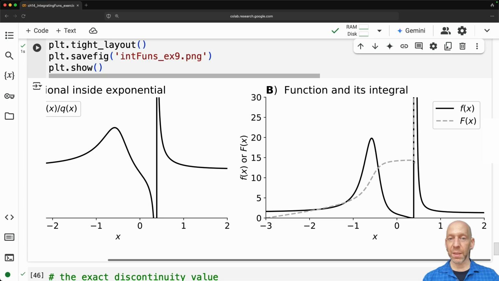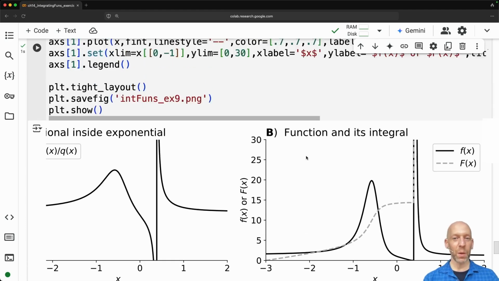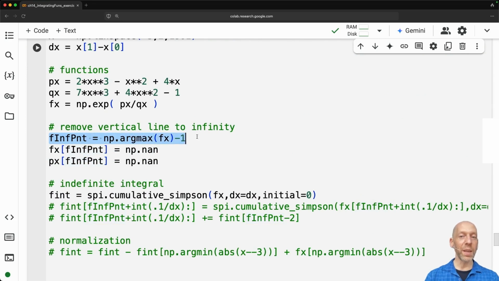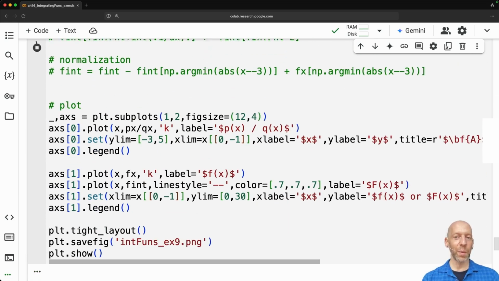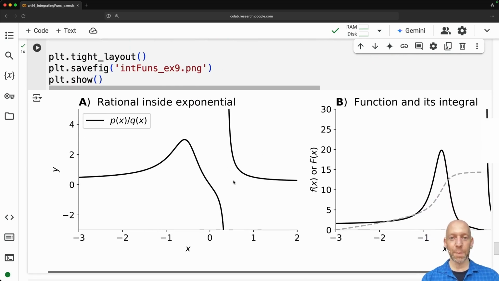Same thing here. This vertical line here, the black vertical line, does not really exist. This function comes down from minus infinity up here. There are no function values on this line. Okay, so that is why I basically just find the infinity point and set those to be nan in the function and in p of x. And basically that just gets rid of that visual appearance of that line there.